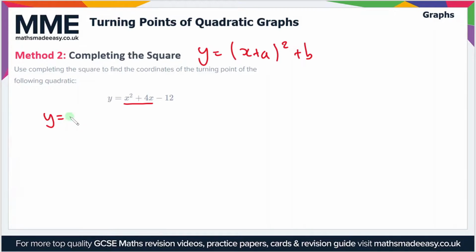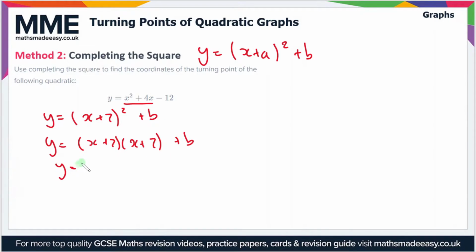So what bracket do we need? Well, we need (x plus 2) all squared, and then we'll add the plus b, which we'll worry about in a bit. But why is it x plus 2? Well, if you expand this bracket, you get (x plus 2) times (x plus 2), we'll add the plus b on the end, and let's expand that now. So you get x squared plus 2x plus 4 plus b, which as you can see gives us x squared plus 4x plus 4 plus b.